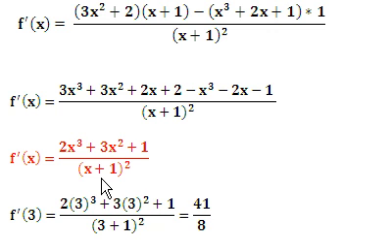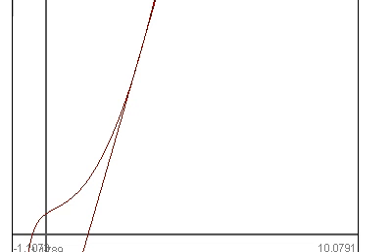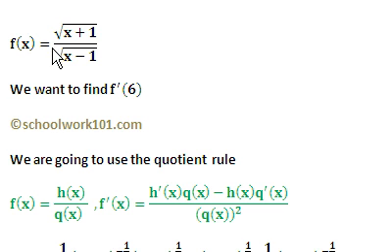What we got here? x plus 1, right, quantity squared. And then I plugged 3 into this thing. So the slope of the tangent line when x is equal to 3 is 41 over 8. Alright, this right here is the graph of the function, and the straight line here is the tangent line, and the point is somewhere about right here. I just want to kind of illustrate that.